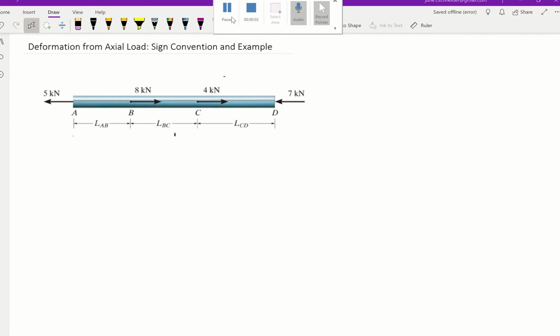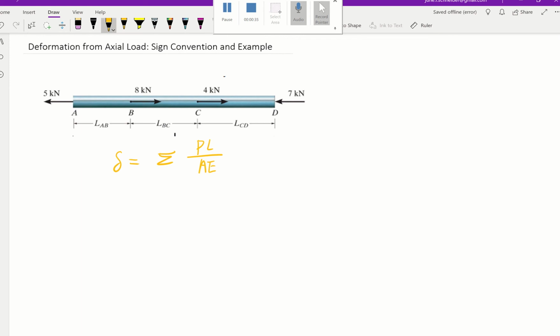Hi, this video will continue discussion on the deformation from axial loading. Last time we came up with this formula: the deformation is the summation of each segment, PL over AE. Be aware this P is the internal force for each section, and that number will be different for each one. L is that particular length in that section. A is area for that section, and E is elastic modulus.